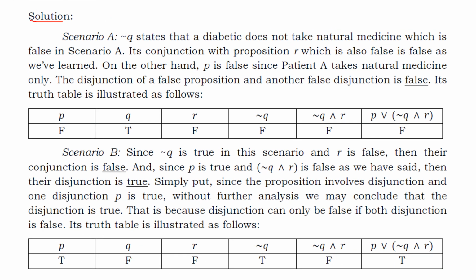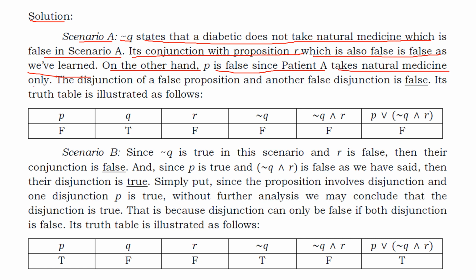So for the solution, scenario A, the negation states that a diabetic does not take natural medicine, which is false in scenario A. So its conjunction with proposition R, which is also false as we've learned, is false. On the other hand, P is false since patient A takes natural medicine only. So the disjunction of a false proposition and another false proposition is false. Its truth table is illustrated as follows.